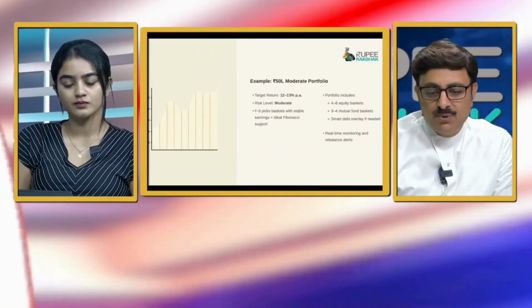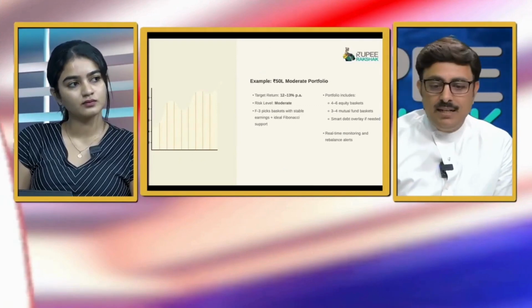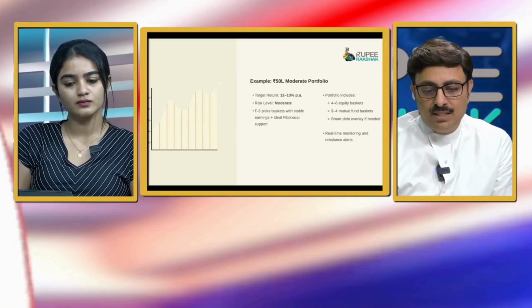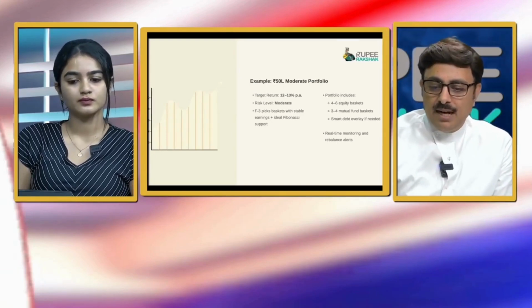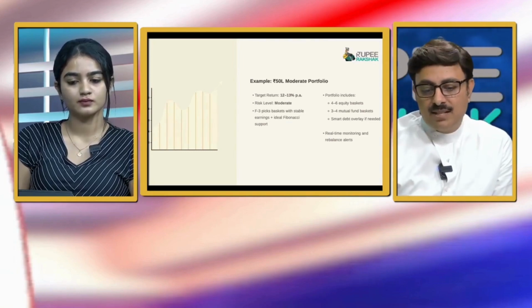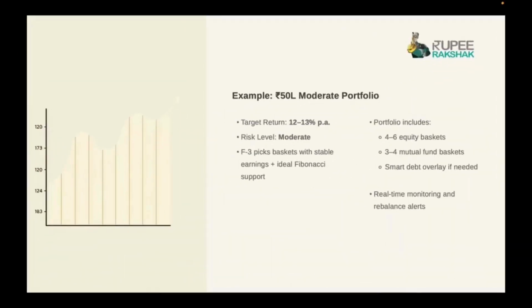Let us say someone comes with a 50 lakh model portfolio and chooses to achieve a target return of 12 to 13% only, and the risk level is moderate. F3 picks the baskets with stable earnings and ideal Fibonacci support. So the portfolio would include 4 to 6 equity baskets, 3 to 4 mutual fund baskets, and smart debt. Of course, we never invest the entire 100% into equity. It is going to be some amount of debt also.